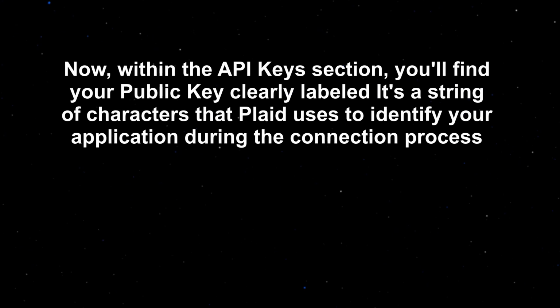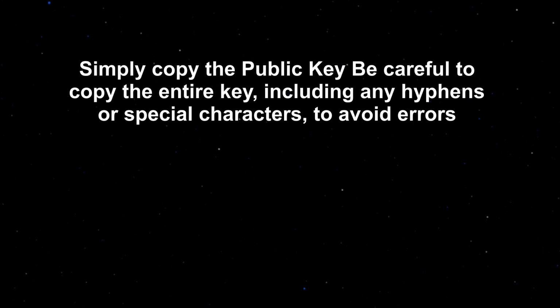Now, within the API keys section, you'll find your public key clearly labeled. It's a string of characters that Plaid uses to identify your application during the connection process. Simply copy the public key. Be careful to copy the entire key, including any hyphens or special characters, to avoid errors.